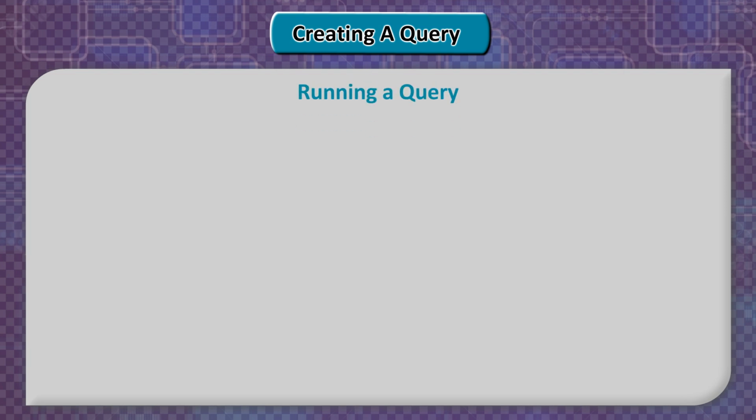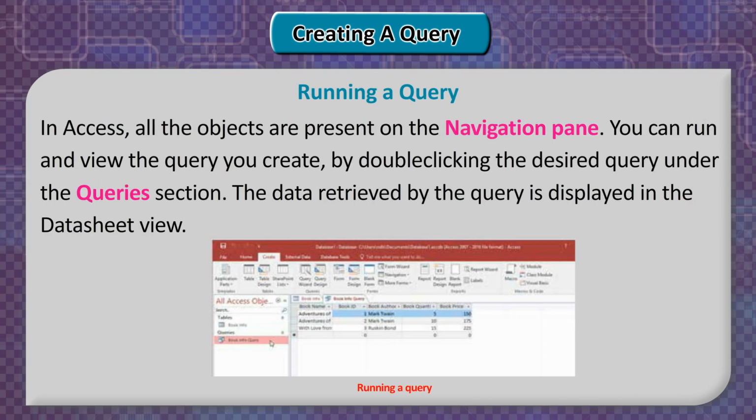Running a query. In Access, all the objects are present on the navigation pane. You can run and view the query you create by double-clicking the desired query under the Queries section. The data retrieved by the query is displayed in the datasheet view.